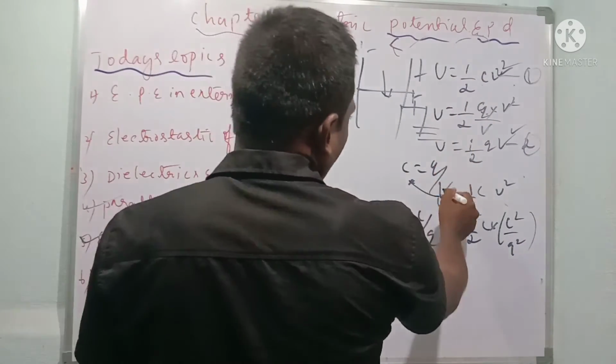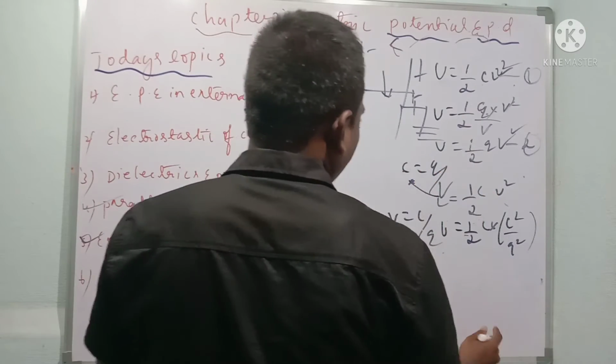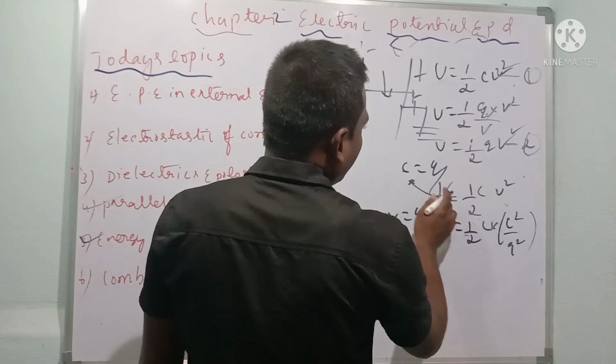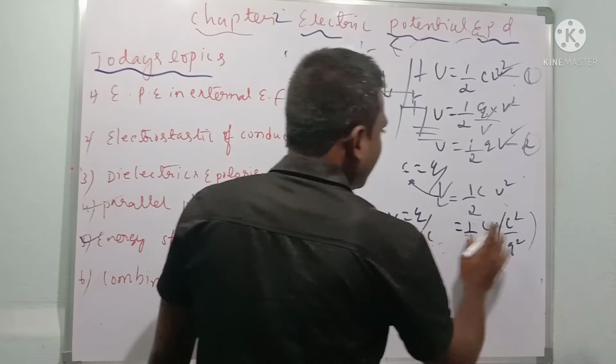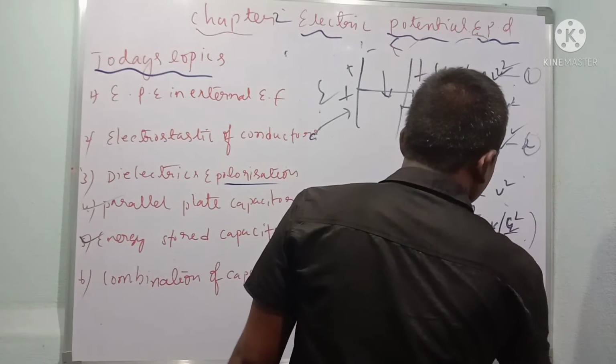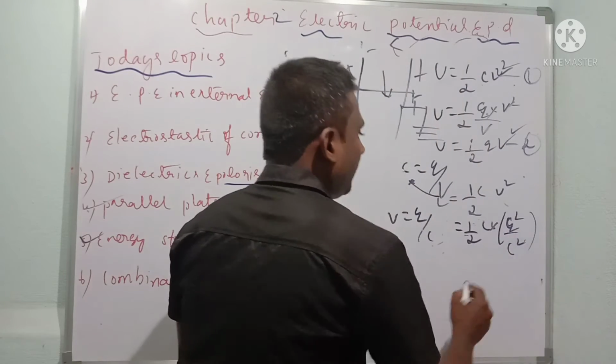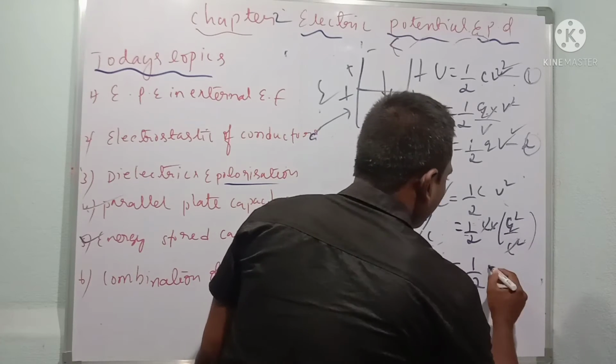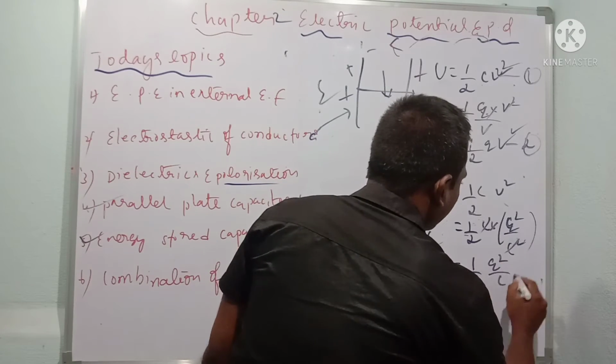C is equal to Q by V. V is equal to Q by C. Children, we did wrong. Q by, that is Q by C. That becomes Q square divided by C square. Then C are going to be cancelled. Half into, that is Q square divided by C.